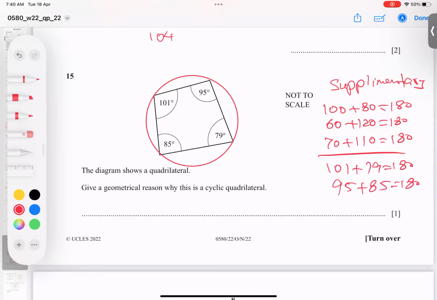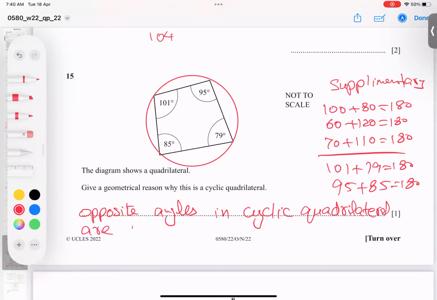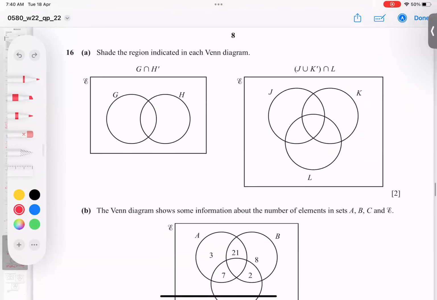So you can say the reason: opposite angles in a cyclic quadrilateral are supplementary. You write this word, or you write add up to 180. So no problem at all. I hope this point is clear.